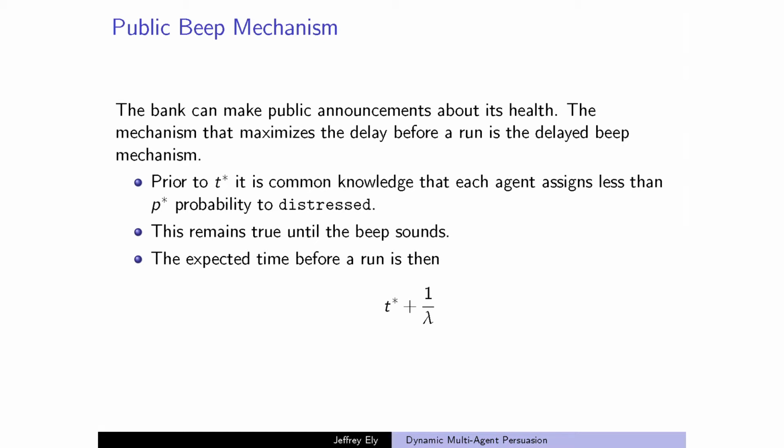One interesting issue that comes up when we think about mechanisms in the multiple agent problem is, will private messages be sent to the agents or will they be public messages? One try is to take the optimal single agent mechanism and use it publicly. That is, once the bank becomes insolvent, the bank waits a length of time t star and then publicly announces the bank is insolvent.